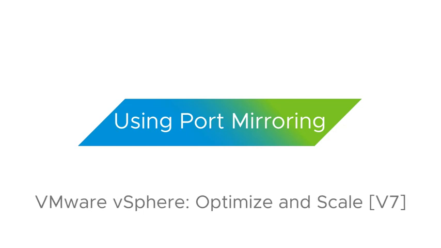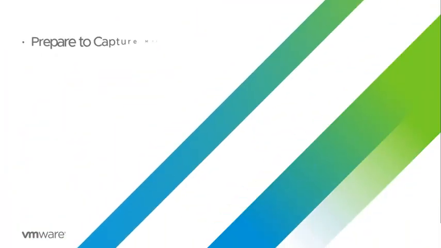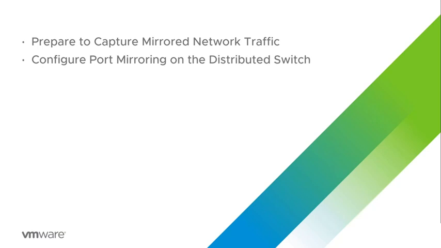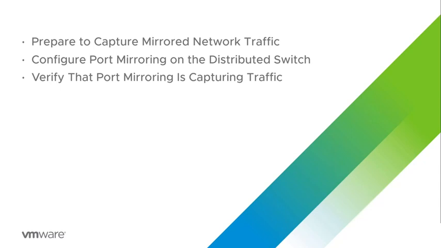At the beginning of this lab, we already need to be familiar with the concept of standard and distributed virtual switches. In this lab, we will prepare our distributed virtual switch for capturing mirrored network traffic. Then we will configure port mirroring on the distributed switch. After that, we are going to verify that port mirroring is capturing traffic. And finally, we will restore the distributed switch configuration.